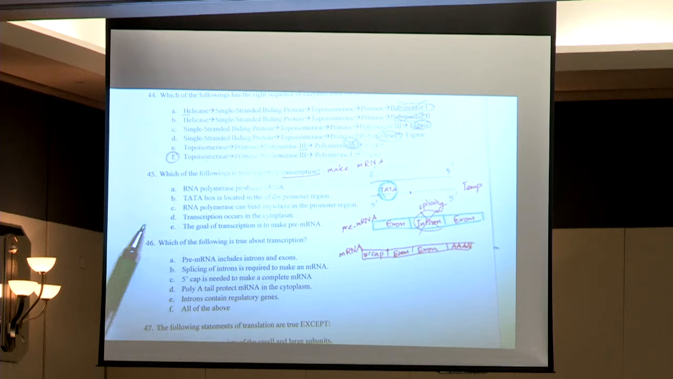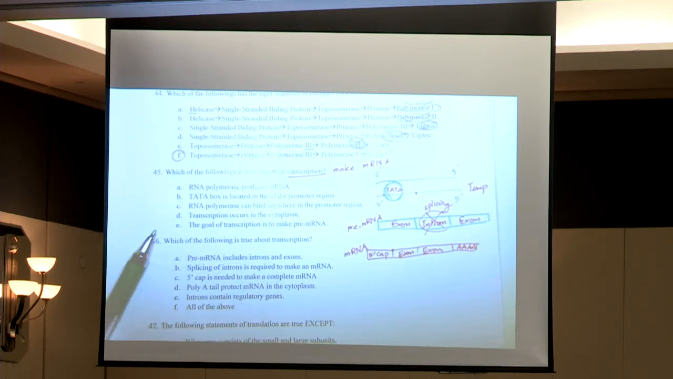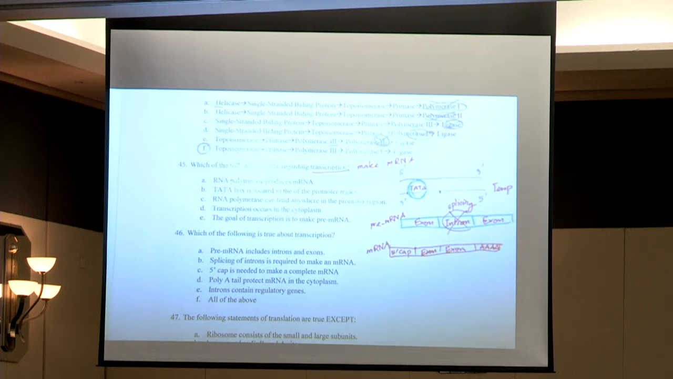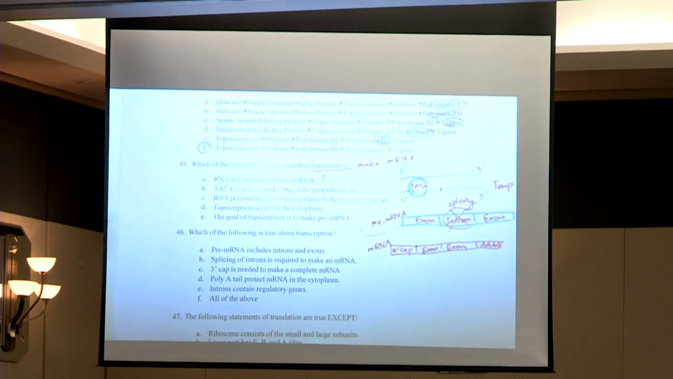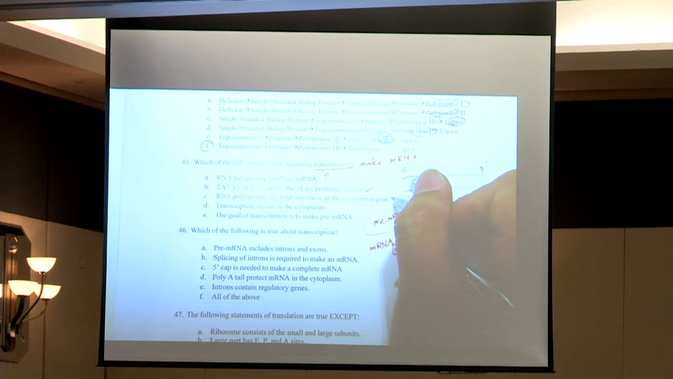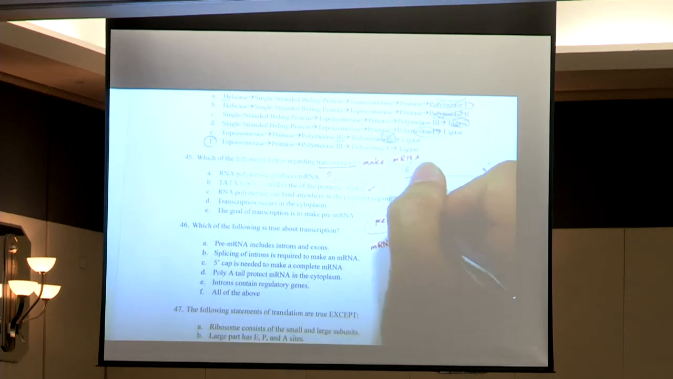What else should I talk about? All right, so with this, at least we have something to follow now. Which of the following is true regarding transcription? RNA polymerase produces mRNA. We just talked about it. It actually produces pre-mRNA, so it's not really the best answer; maybe we put a question mark. Tata box is located in the promoter region. That's correct. RNA polymerase can bind anywhere in the promoter region. Is that correct? No, it has to be at the Tata box, so that one is wrong.